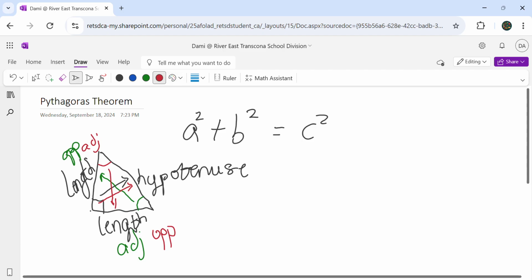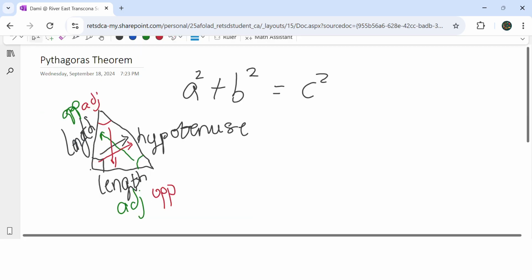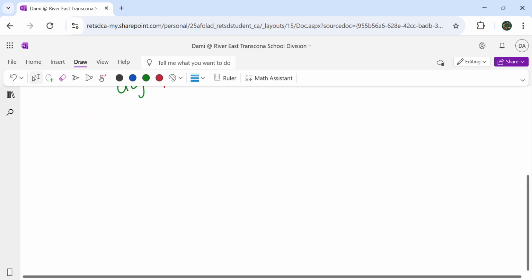So let's solve some questions. Okay, my first question. In a right angle triangle, the length of the hypotenuse is 10 centimeters, and one of the legs, let's use this one, is 6 centimeters. Find the other leg. Let's call this x.